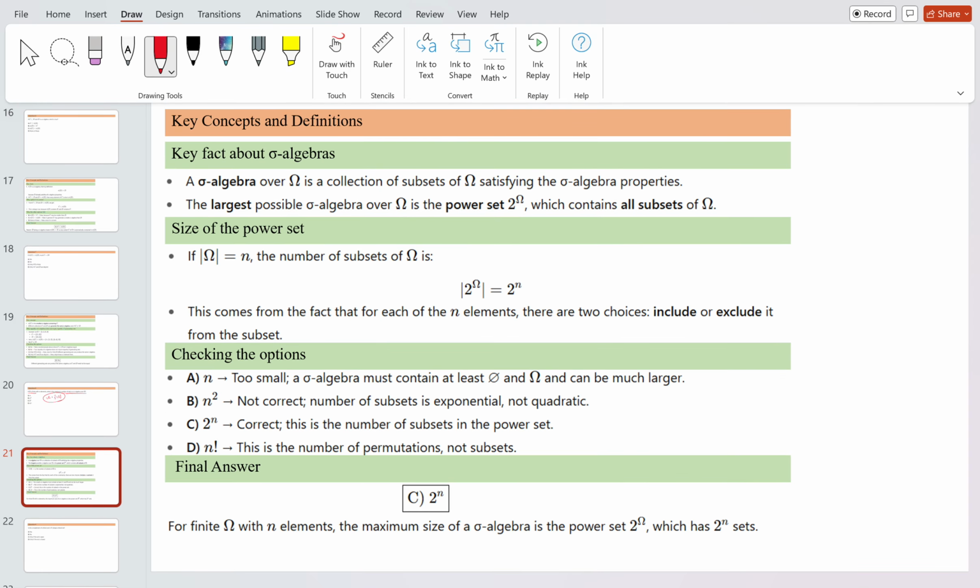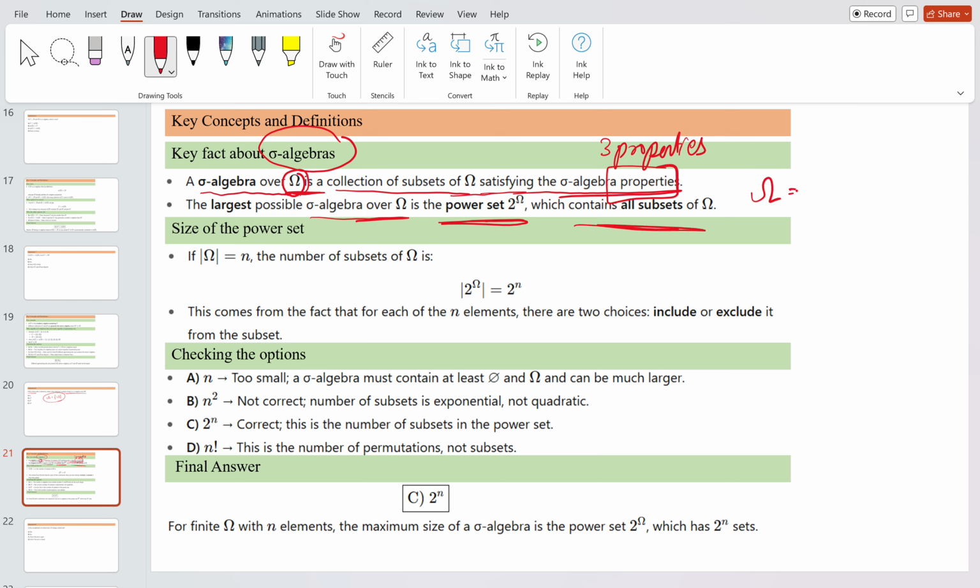The important concept is from the first point itself: what is a sigma algebra, which we have already seen multiple times. The key facts are there. A sigma algebra over omega is a collection of subsets of omega satisfying the sigma algebra properties, the three properties we have already seen. The largest possible sigma algebra over omega is the power set, 2 to the power of omega, which contains all the subsets.